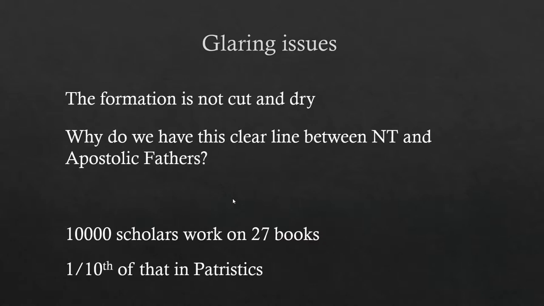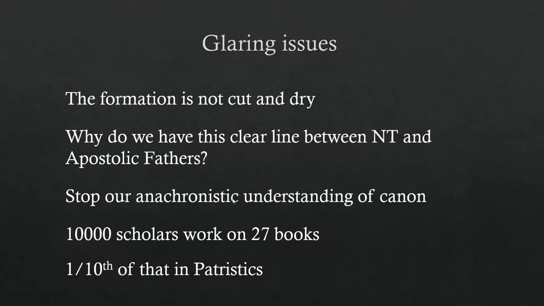This has got to be the wrong way round. Even if I give you only the material that was written in the 2nd century, I give you maybe 5-6 times the New Testament. We have to stop, as academics, creating this imaginary line. If we want to understand early Christianity in its totality, we can't keep drawing the distinction. Indeed, stop our anachronistic understanding of canon.